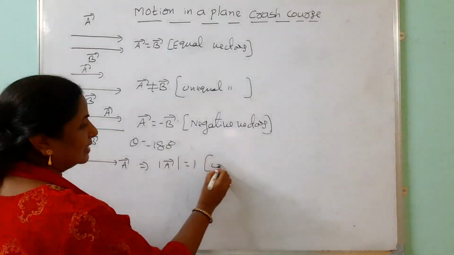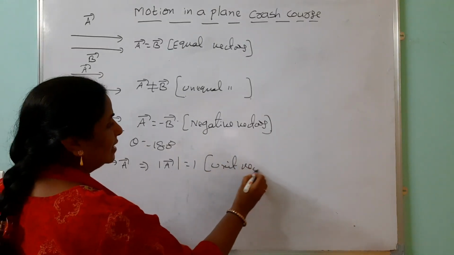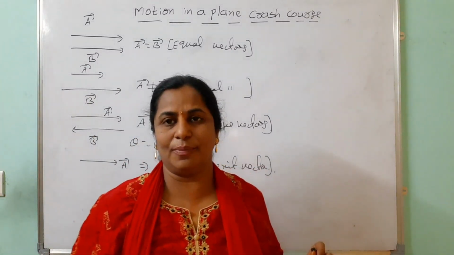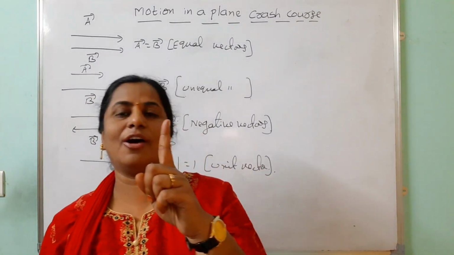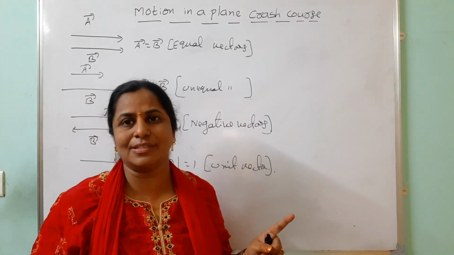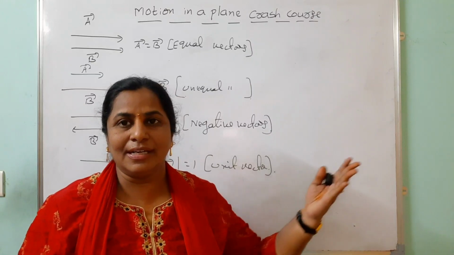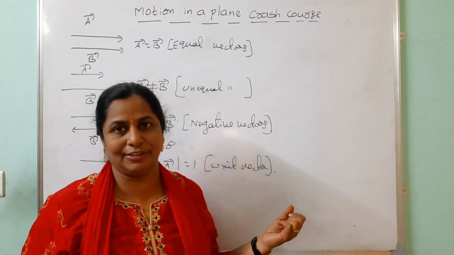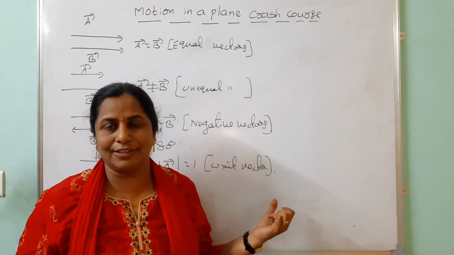This type of vector is called the unit vector. Suppose you are running from north to south and you covered 1 kilometer or 1 meter. So the unit is how much? 1. And you are also having the direction from north to south. So you can say that is the unit vector. That displacement is having the unit magnitude. That type of vectors are called the unit vectors.